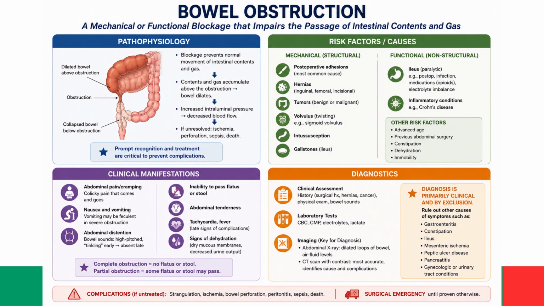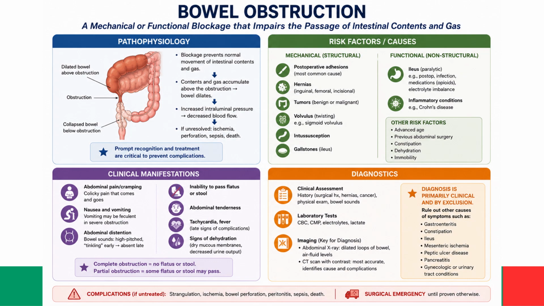A volvulus occurs when a portion of the bowel twists around itself, and the danger isn't only that the intestinal contents can't get through. That twisting can also compromise the blood vessels supplying the bowel, and that's when the obstruction becomes particularly dangerous. In contrast, a functional obstruction, such as a paralytic ileus, doesn't involve something physically blocking the intestine.